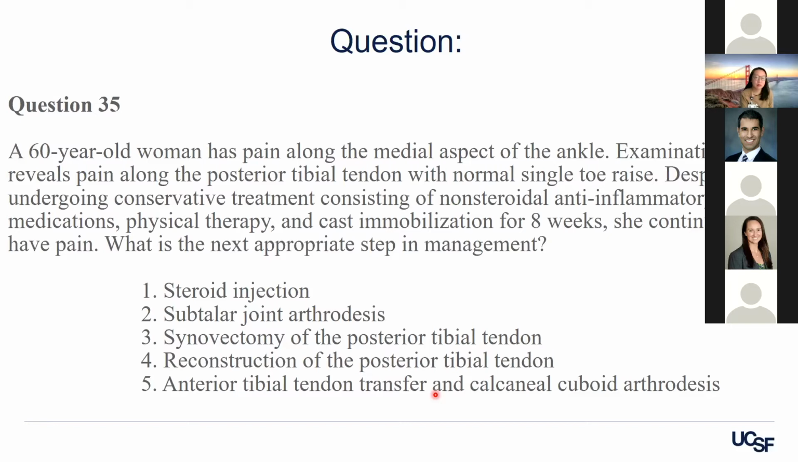I don't think that 1 is appropriate. 2 and 4 and 5 seem more than what she would need at this point. So I would do a synovectomy of the posterior tibial tendon. Yep, exactly. So she has a normal single toe raise, right? That alone just tells you that person is stage 1. So you're not going to do anything crazy. If you have to do something, just do a synovectomy.